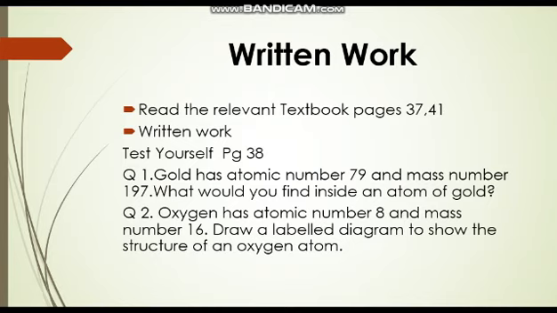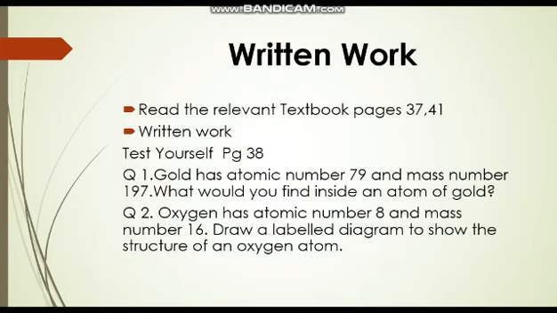Question number 1 is, gold has atomic number 79 and mass number 197. What would you find inside an atom of gold? Now atomic number shows the number of protons, that is 79, and mass number shows the total number of protons and neutrons, that is 197. As you all know, the number of protons is 79. Now you have to tell how many neutrons are present inside the nucleus. Now what will you do? You will subtract 79 from 197 and you will get 118 neutrons.